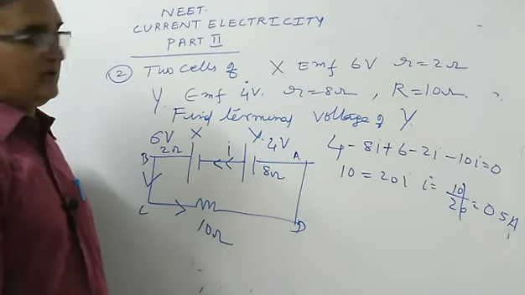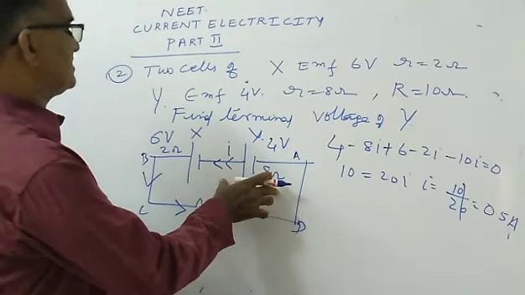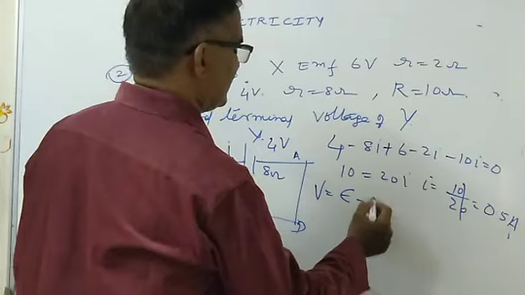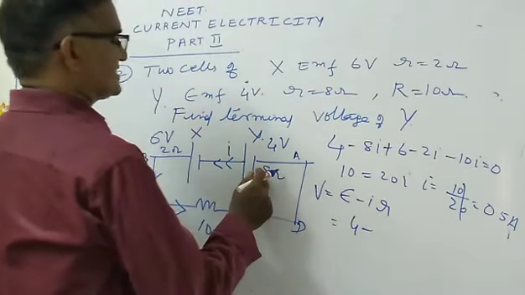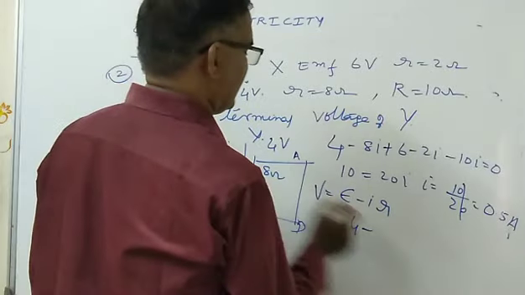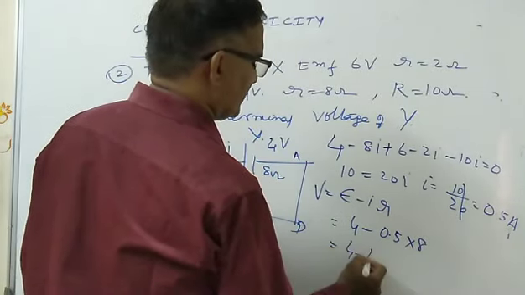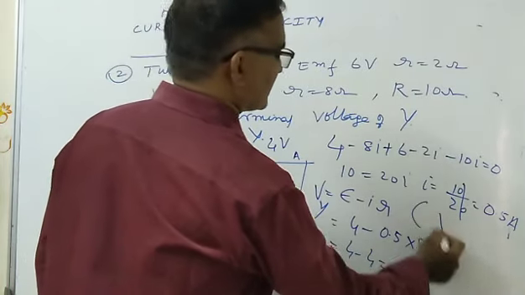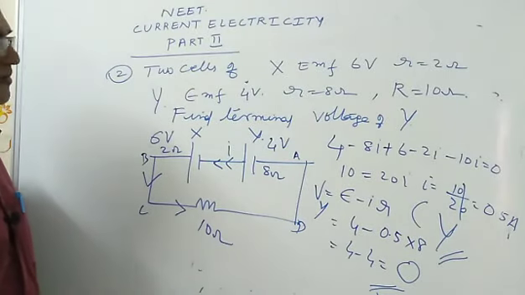Now the terminal voltage across Y means V is equal to E minus Ir. What is the voltage here? 4. What is the internal resistance? 8. The current is 0.5, so 0.5 into 8 is 4. So 4 minus 4 is 0. The terminal potential difference across Y is 0. This is the second problem.